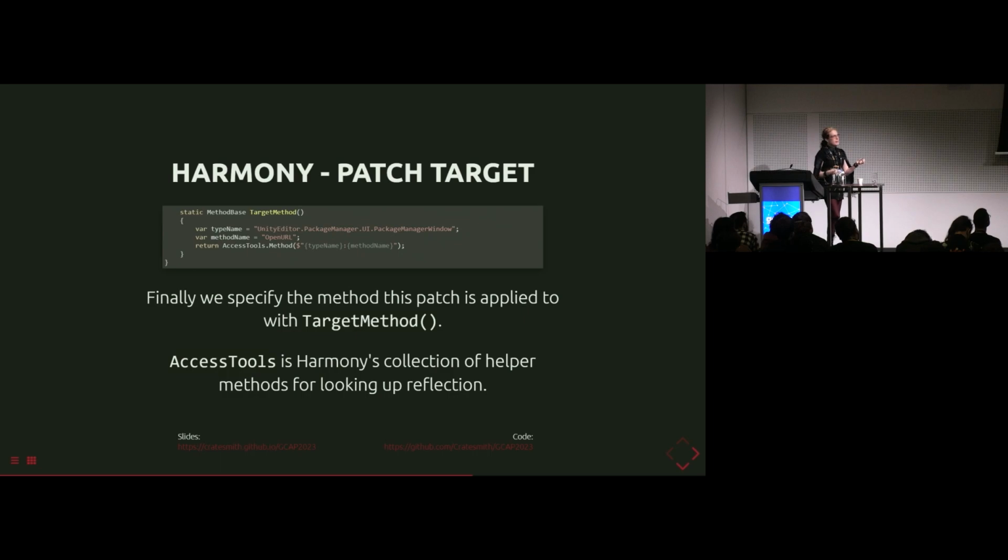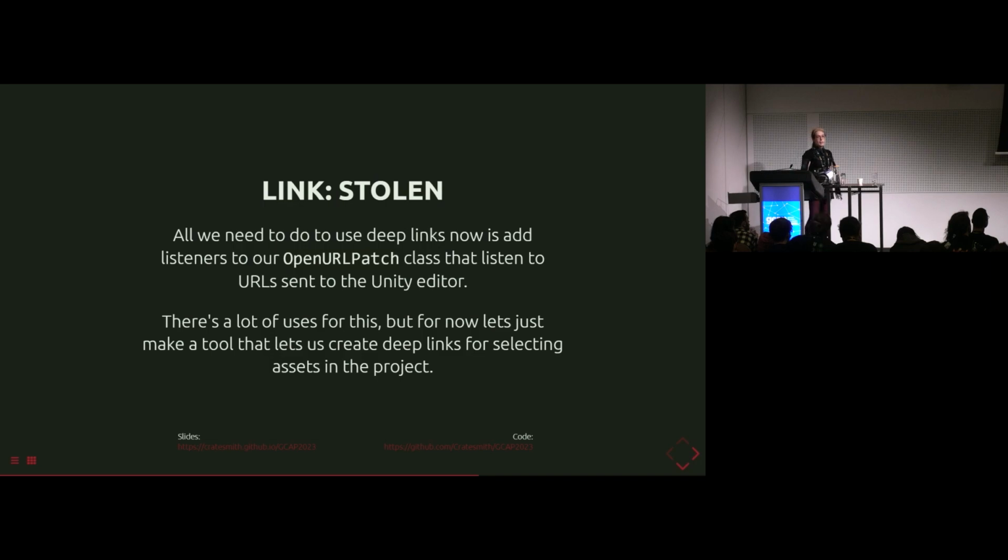The second part of this patch is just the target method. Access tools is just Harmony's super nice and clean reflection helper functions. So we're really just getting the type and getting the method. And because we have Harmony loaded in this ASM def, we are just using the nice function. So very simple, you just return the method info. And that's it. That code there gives us a little tiny API for stealing links for anything.